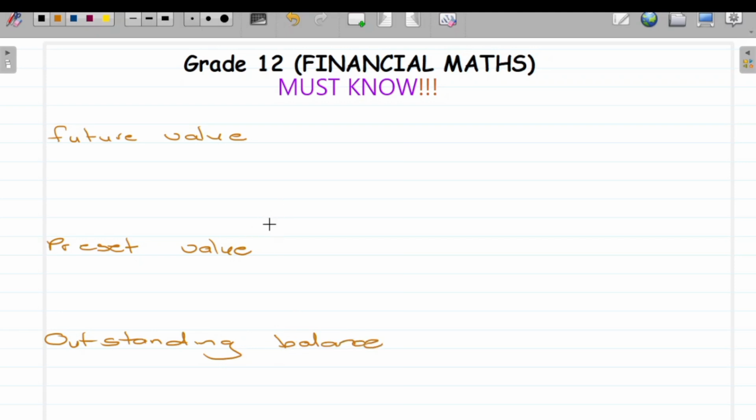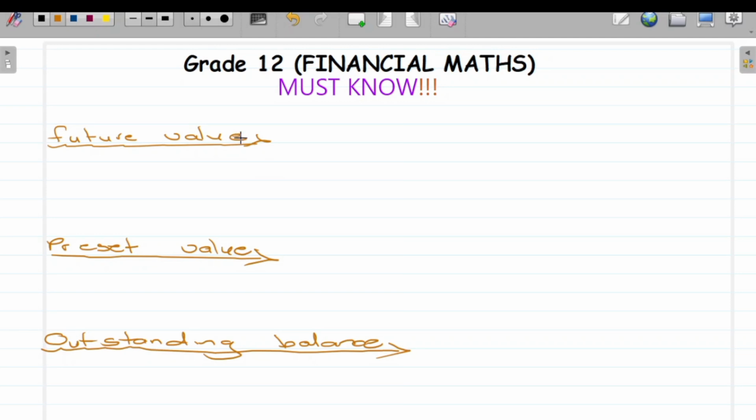Okay, grade 12. So in our formula sheet, we'll be given the future value formula and the present value formula, right? So they don't give us the outstanding balance formula. So this is the bad news. Okay, so the bad news is that we've got 3 more formulas, and 1 we need to know for ourselves.